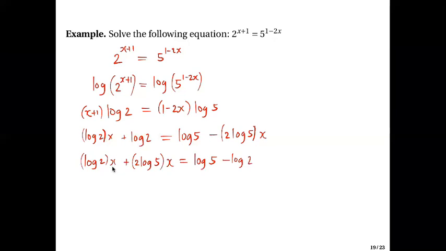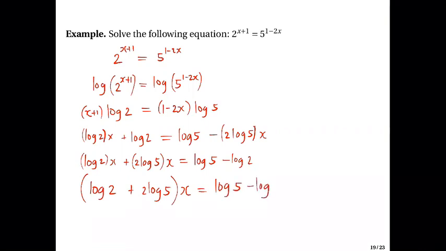And then in here, you see, x is a common factor, so you can factor it out. So this becomes log 2 plus 2 log 5, quantity times x, and this is equal to log 5 minus log 2. Follow?